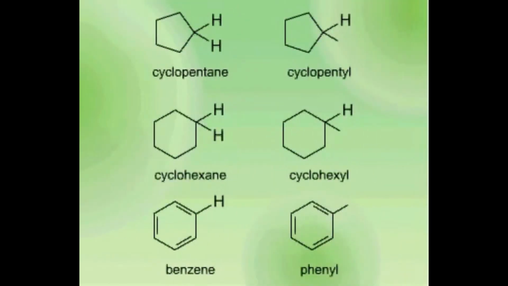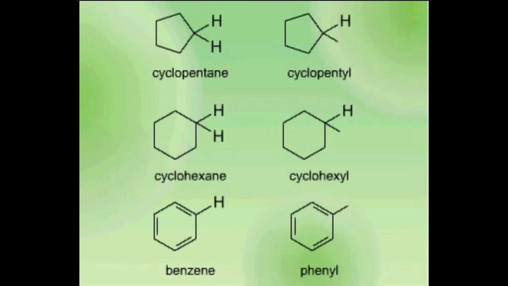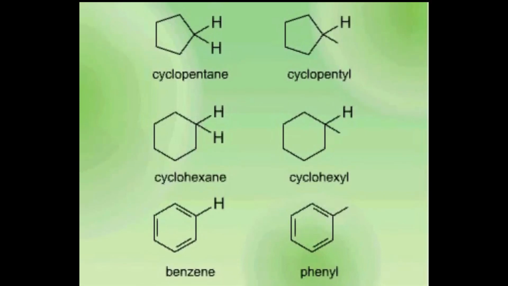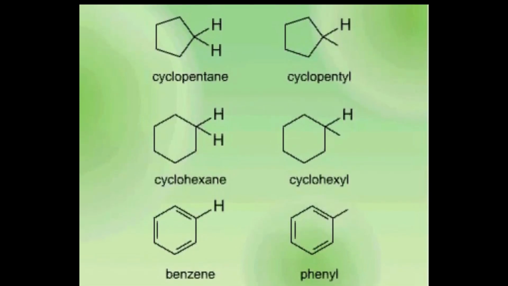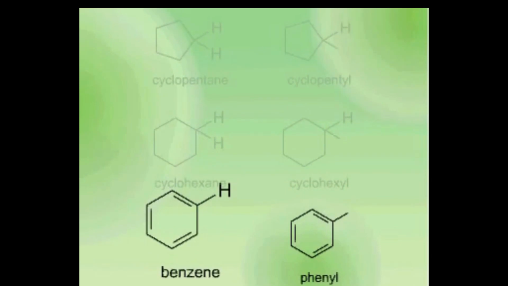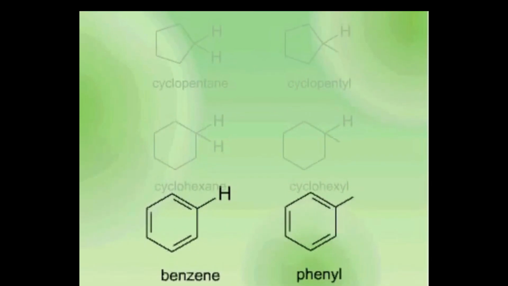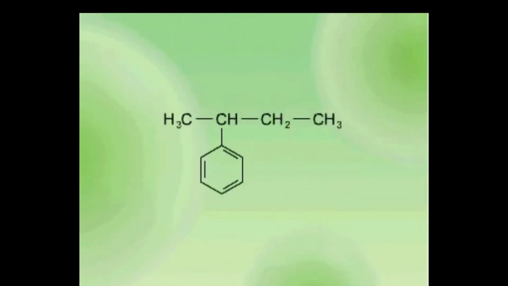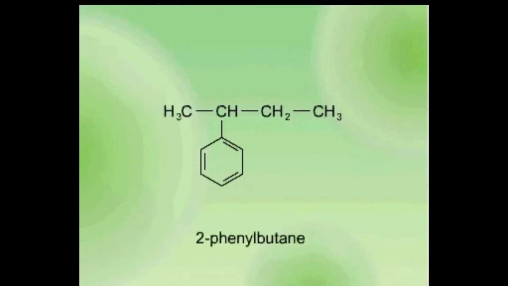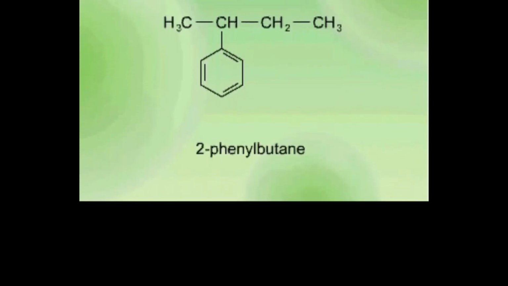Often, the ring is treated as the side substituent when naming an organic compound. The names for such groups are derived in the same way as for alkyl groups, with the exception of the benzene ring. In this case, the group is called a phenyl group. For example, the name of this hydrocarbon is 2-phenylbutane.